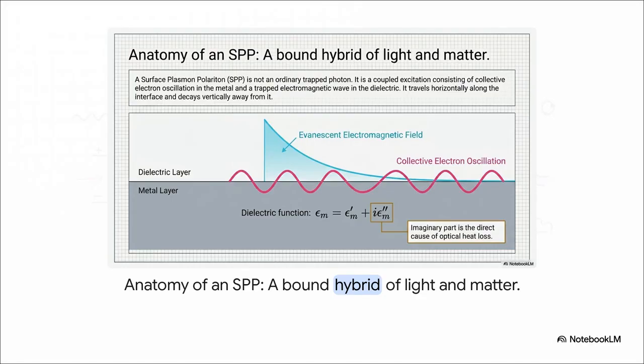Now, what's really interesting here is how that collective electron oscillation ripples through the metal layer, paired perfectly with that evanescent electromagnetic field in the dielectric layer, which decays the further you move away from the interface. And if you look closely at the dielectric function equation for the metal, there's a crucial detail: that imaginary part, typically labeled with a double prime. That imaginary part mathematically represents optical loss. It is the direct reason why SPPs and OLEDs don't just sit there. They actively, continuously turn our precious optical energy straight into heat.